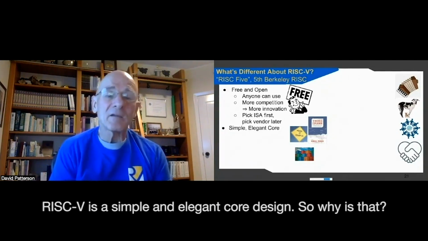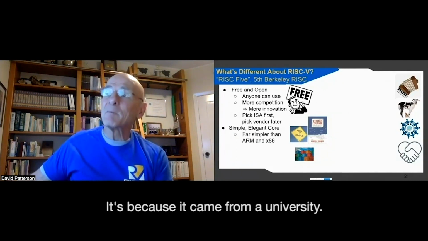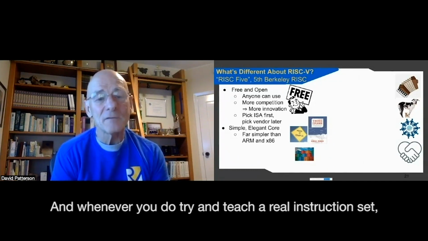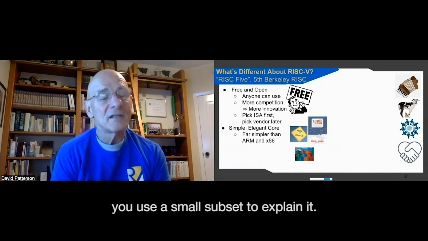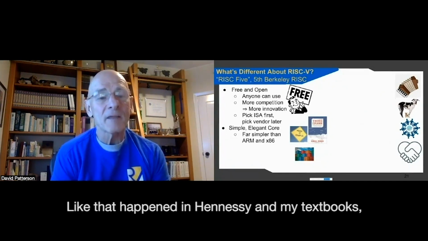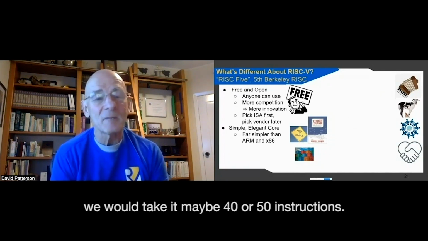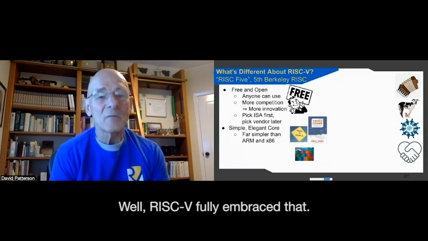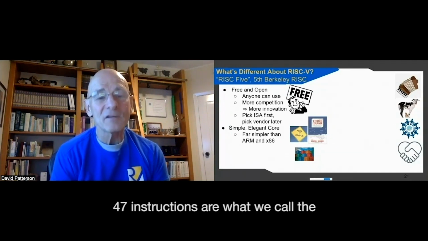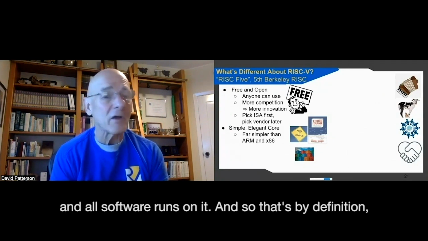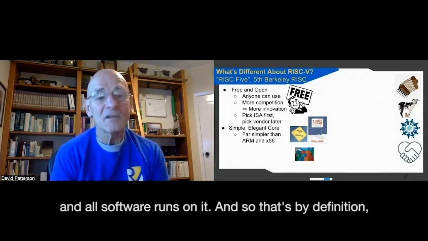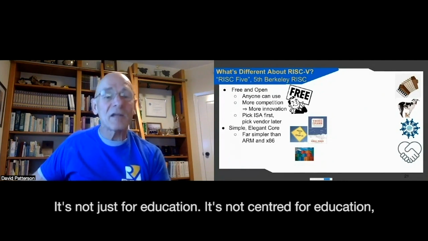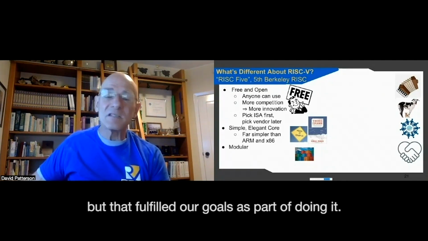RISC-V is a simple and elegant core design. Why is that? It's because it came from a university. We were designing an instruction set for us to use in our classes. And whenever you try to teach a real instruction set, you use a small subset to explain it, like what happened in Hennessy's and my textbooks. We would take maybe 40 or 50 instructions, which is the essence of that instruction set, and that's what we would teach. Well, RISC-V fully embraced that. 47 instructions are what is called the core instruction set architecture, and all software runs on it. So by definition, this simple core will run the full software stack. It's not simply for education. It's helpful for education, but that fulfilled our goals as part of doing it.